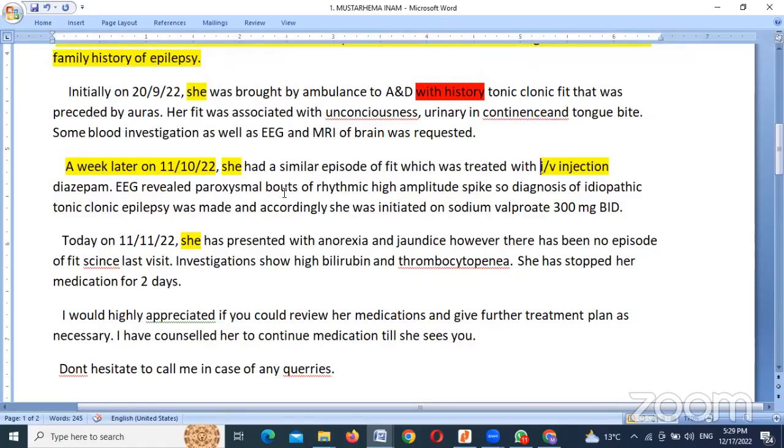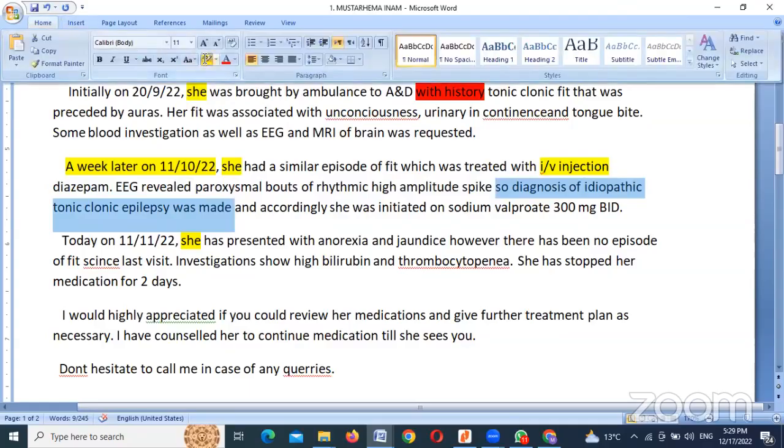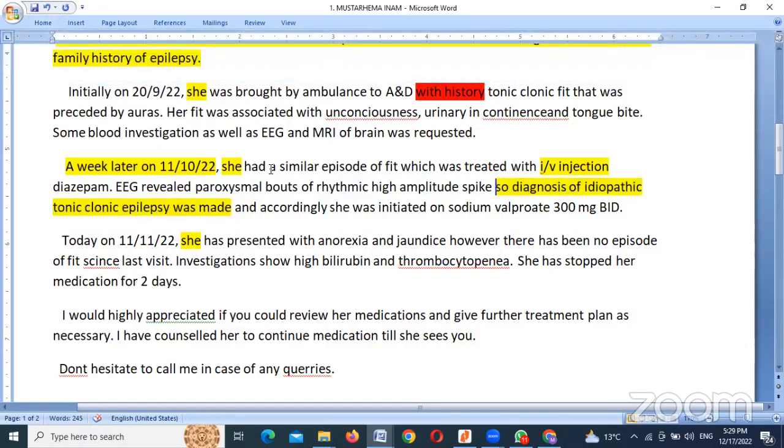Her EEG revealed persistent bouts of rhythmic high amplitude spikes. A diagnosis of idiopathic epilepsy was made. Even grammatically it is okay, but commonly we don't like "was made." I would prefer "idiopathic tonic-clonic epilepsy was diagnosed." It would look very professional.